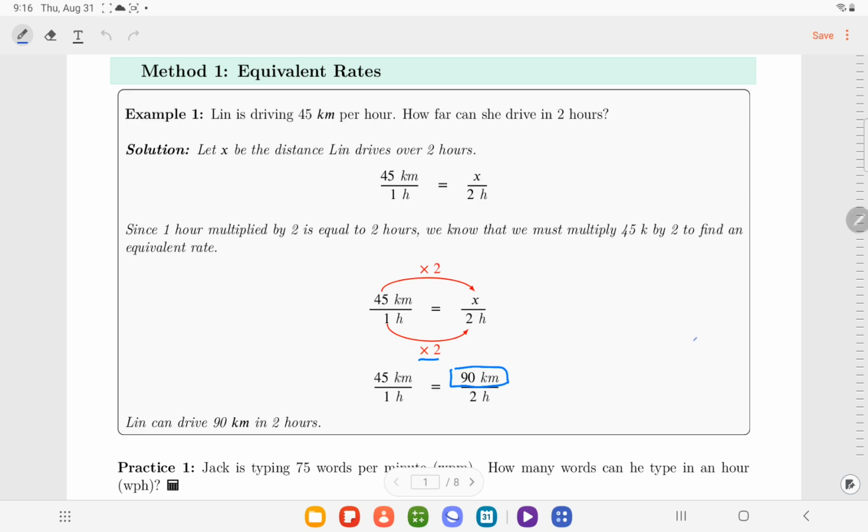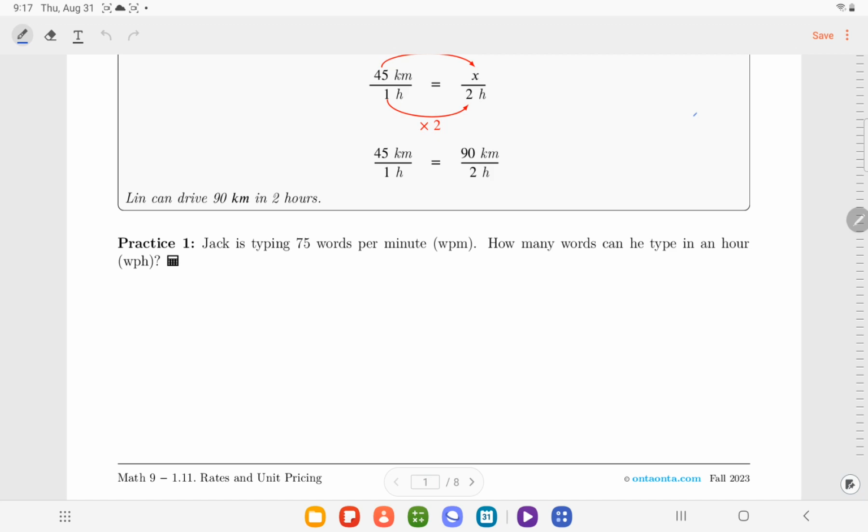45 kilometers. Jack is typing 75 words per minute. How many words can he type in 1 hour? The rate is 75 words per 1 minute. Now we have to find how many words he can type in 1 hour. When using equivalent rates, we need the same unit for time. We're going to change 1 hour into minutes. We know that 1 hour has 60 minutes.